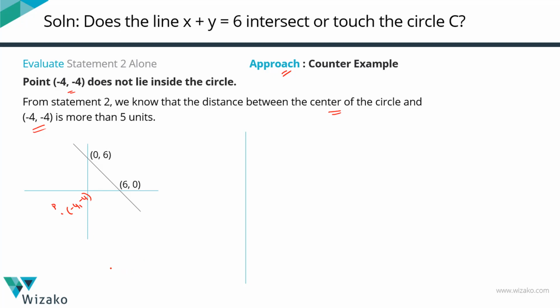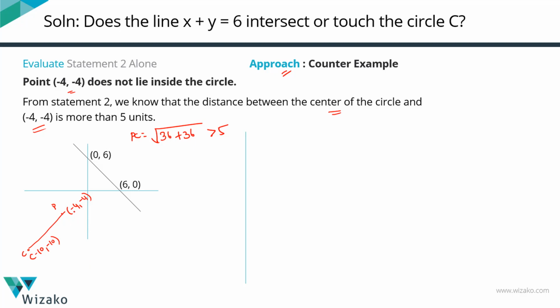Let's pick the center of the circle. I'm going to pick a point. I'm going with the center of the circle to be (-10, -10). I love this number because it's a friendly number to work with. Let's first verify whether the distance between C and P is greater than 5 units. The distance between P and C is equal to the square root of (-4 minus -10) squared, which is 6 squared, 36, plus 36, which is root 72, which is greater than 5. So it's established that this distance is greater than 5 units.